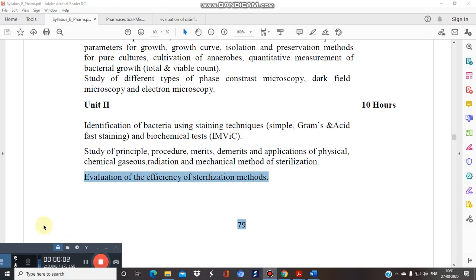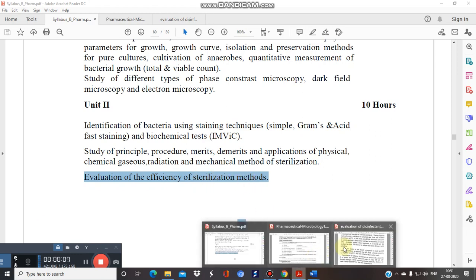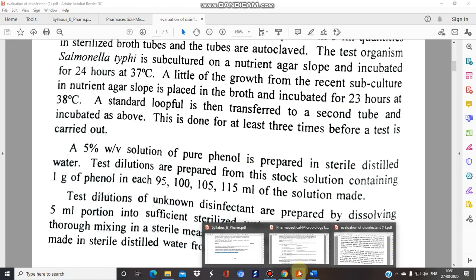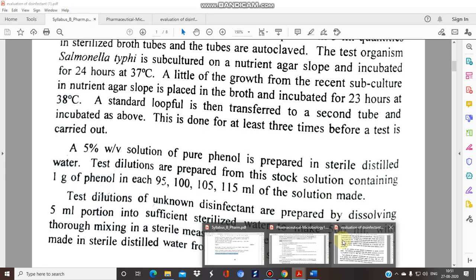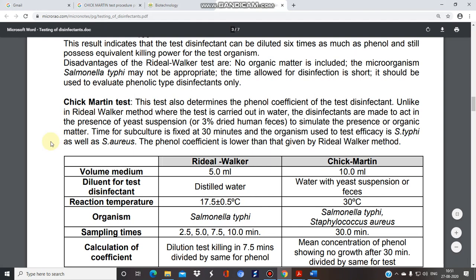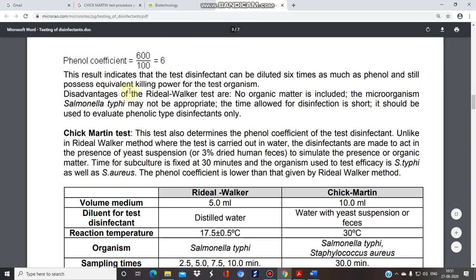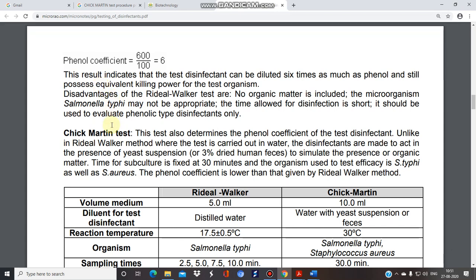I welcome you all to part 6 of the video series on the evaluation of sterilization methods. In this video we are going to cover a most important method, that is the Chick-Martin test. I hope you have covered the Rideal-Walker test. I request you, do not watch this video directly. Please go through all the 5 parts first, and then watch this video. Only then will you be able to understand, otherwise you will gain nothing.